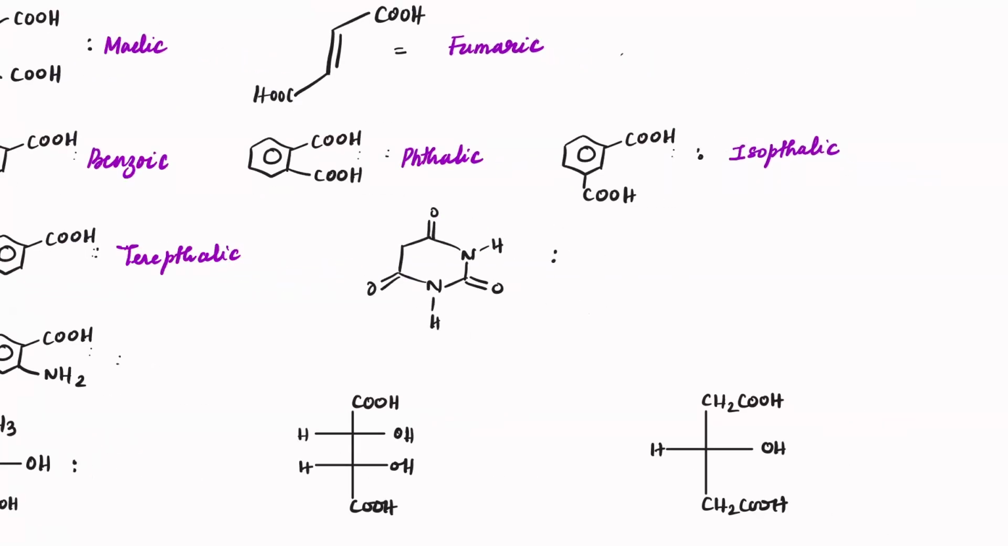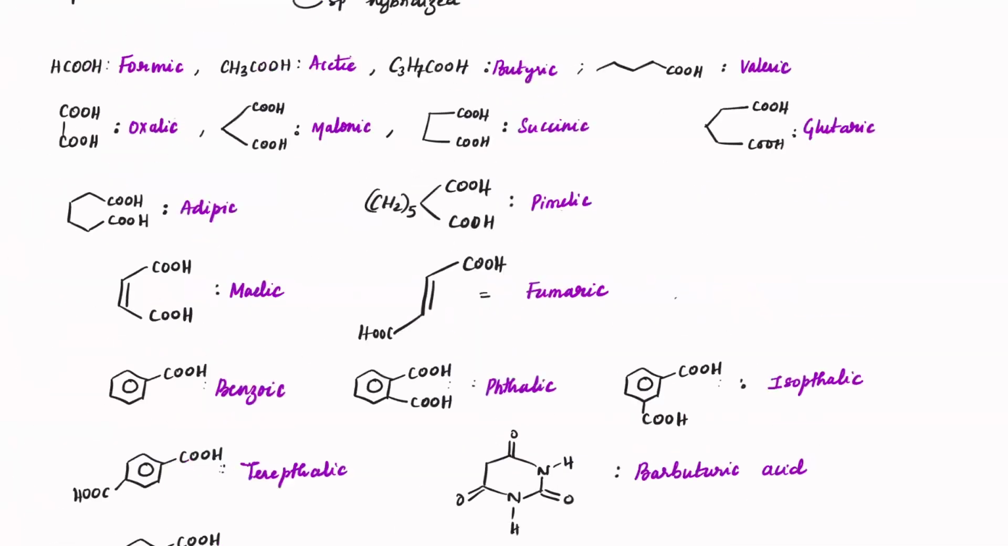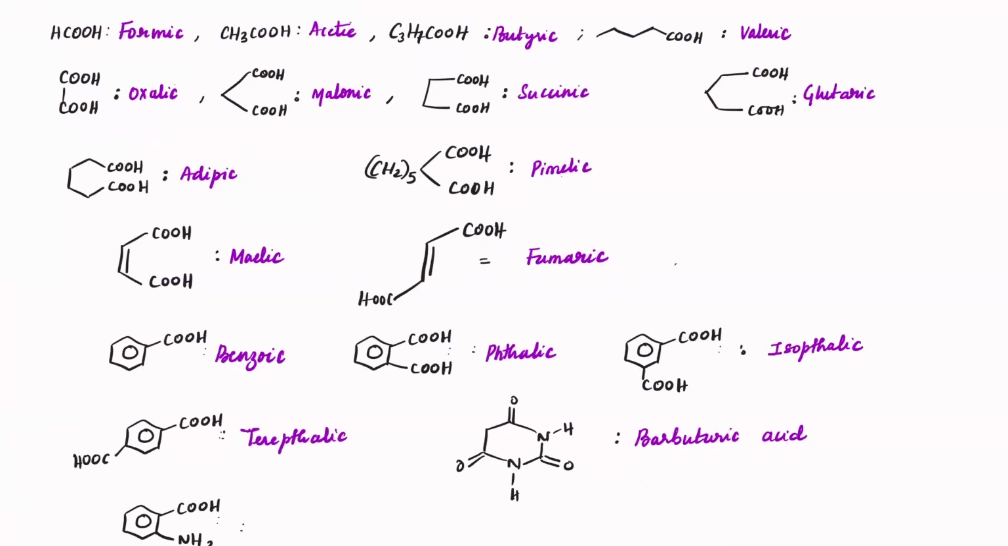And if you have a cyclic amide group like this, these hydrogens are also sufficiently acidic. This is not a carboxylic acid. It is called barbituric acid. This is the first list of acids we should know.